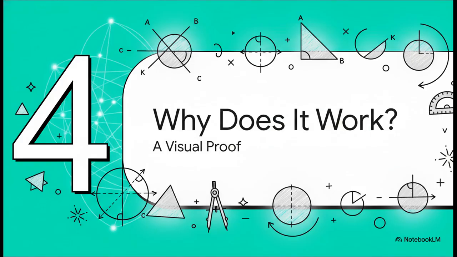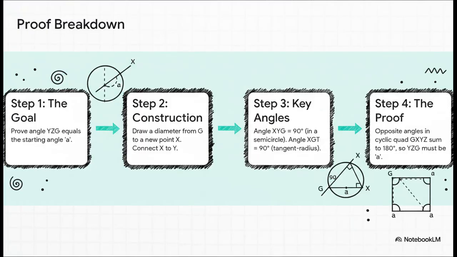Okay, but just saying a rule is true isn't really satisfying, right? This is geometry. We need to know why it works. So let's walk through the beautiful logic behind it. Okay, let's break down this proof step by step. It's actually really clever. So step one, the goal is simple, right? We want to prove that our starting angle, let's call it A, is the same as that angle on the far side, YZG. Easy enough?